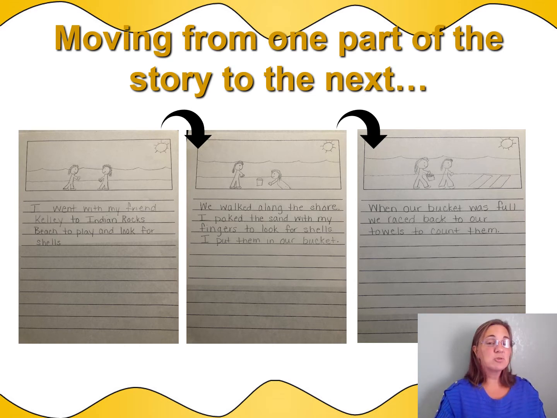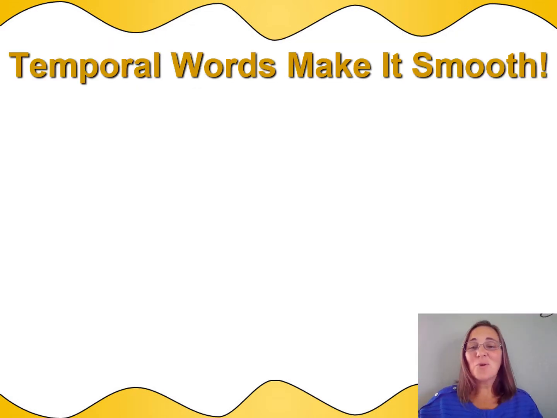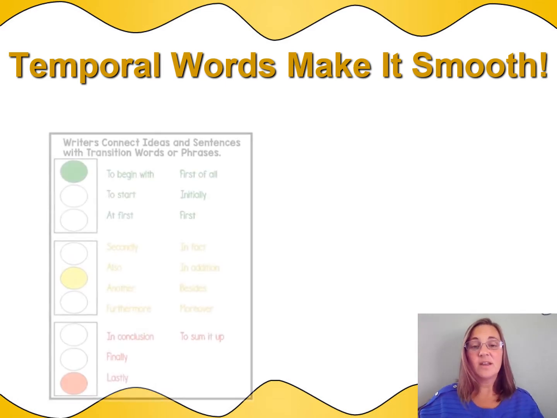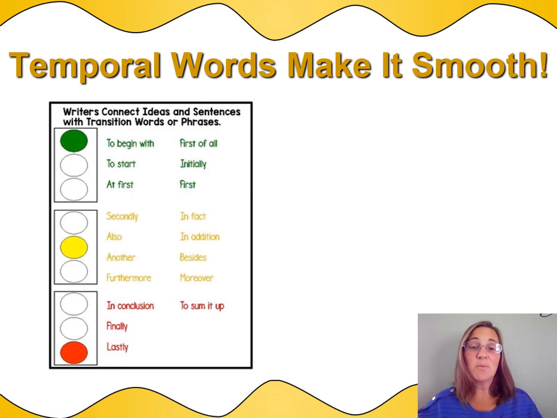We need some special words that help us move between the parts of the story in a very smooth way. Temporal words make it smooth. It's important that we include them so we can help the reader move smoothly from one part of our writing to the next part of our writing. It helps them keep track of the order the events are happening in and how our ideas are linked together. There are lots of different kinds of temporal words that we can use when we're writing.